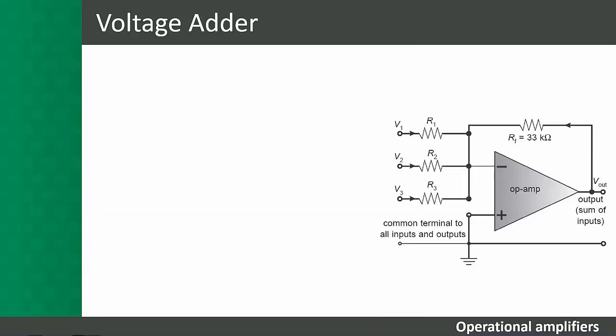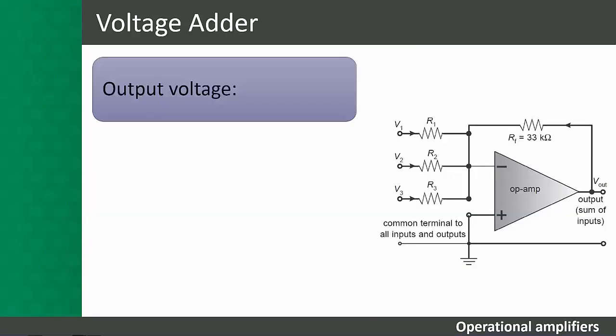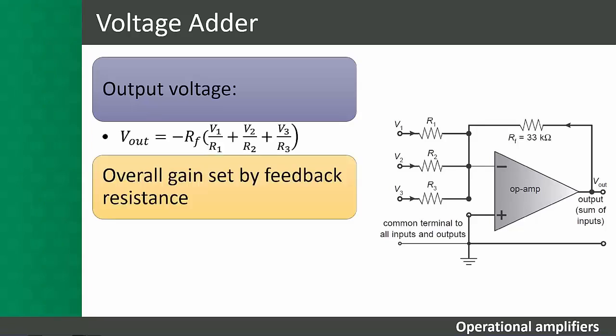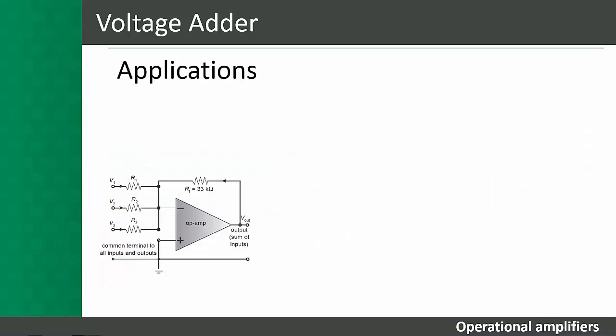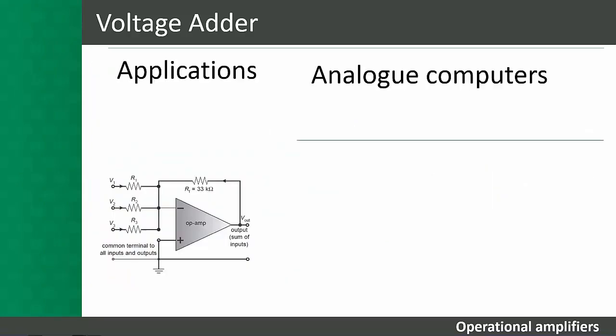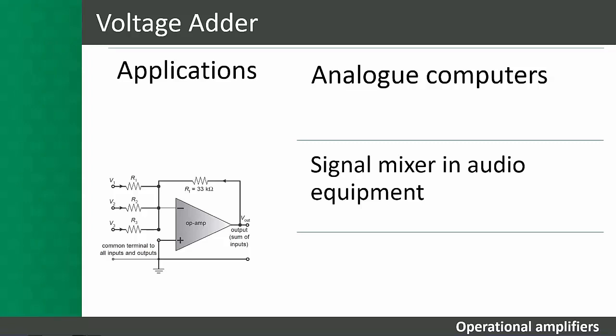The voltage adder. The output voltage for this circuit is given the following equation. The overall gain of the circuit is set by the feedback resistance. The gains of the individual inputs are then scaled independently by the relative input resistances. It is used in analog computers and is also often used as a signal mixer in audio equipment.